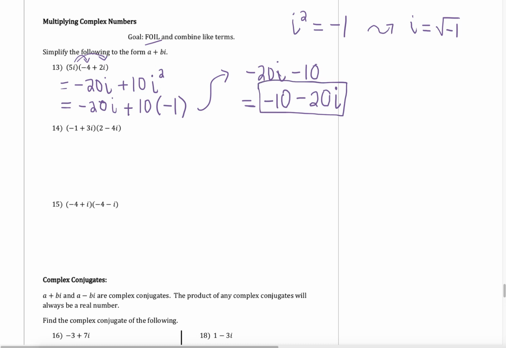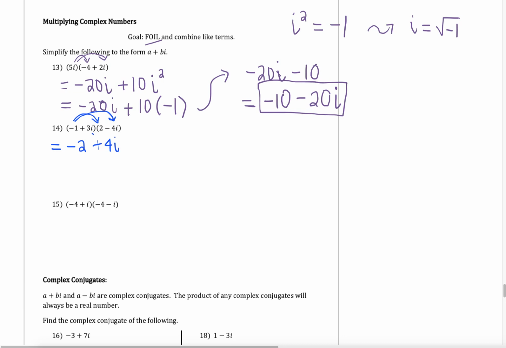Let's look at our second example. Here we have -1 plus 3i as one whole quantity times 2 minus 4i. So in this case, we will be foiling since I have a binomial times a binomial. So as I distribute these out, I'm going to get -1 times 2, which will give me a -2 then. Then I get a -1 times that -4i, which will give me a +4i. So we have our first terms and then our outer terms.